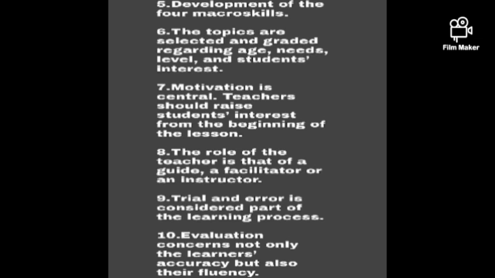The eighth, the role of the teacher is that of a guide, a facilitator, or an instructor. The ninth, trial and error is considered part of the learning process. The tenth, evaluation concerns not only the learner's accuracy but also their fluency.